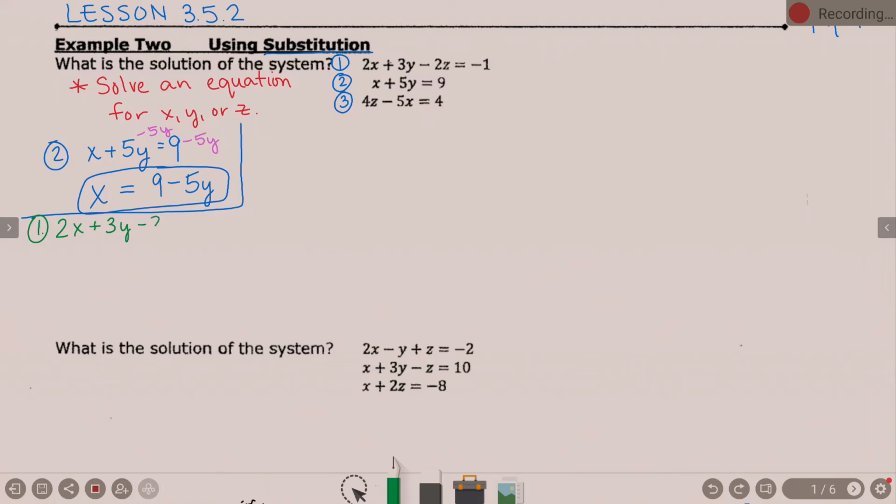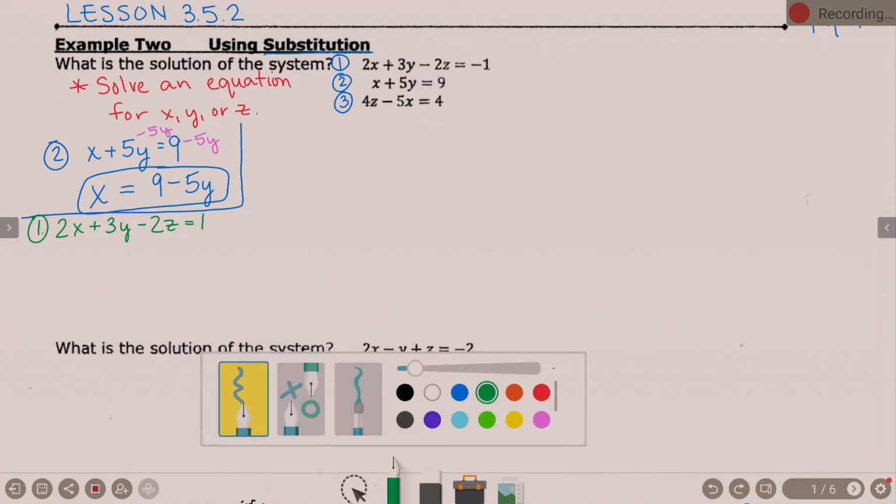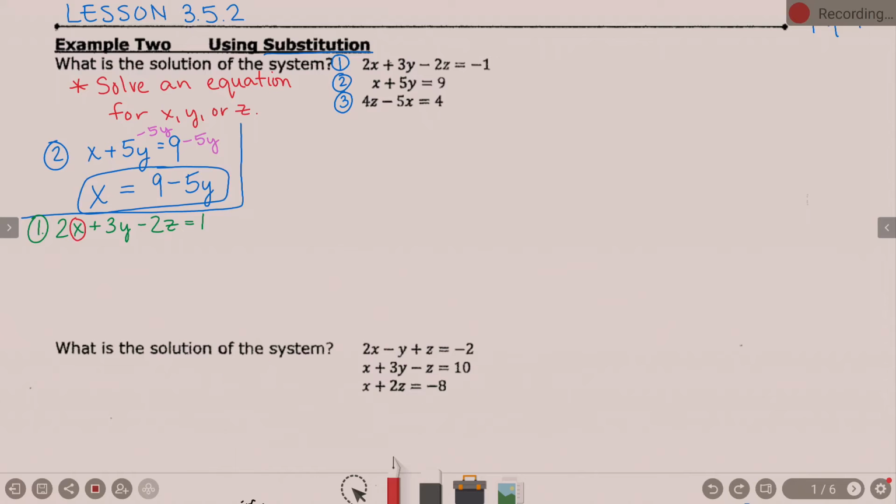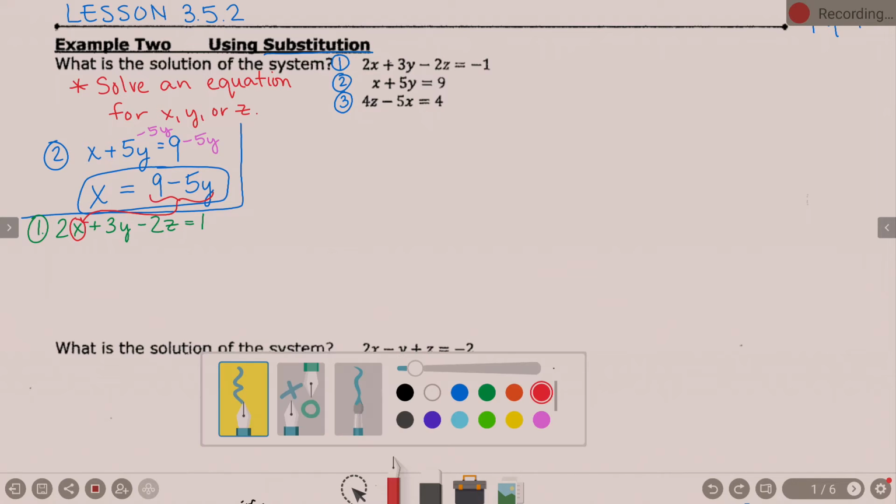2x plus 3y minus 2z equals negative 1. Every place I see an x, we're going to put what in? 9 minus 5y. I don't know if I helped or made a mess there. So it was 2x plus 3y minus 2z equals negative 1.